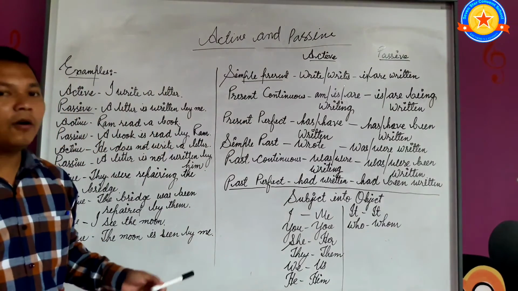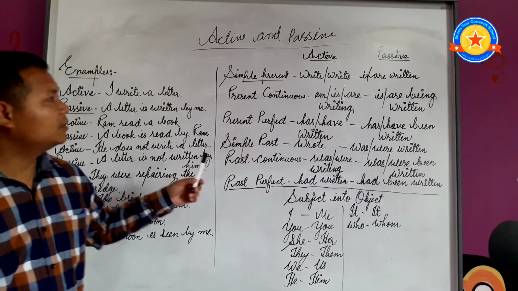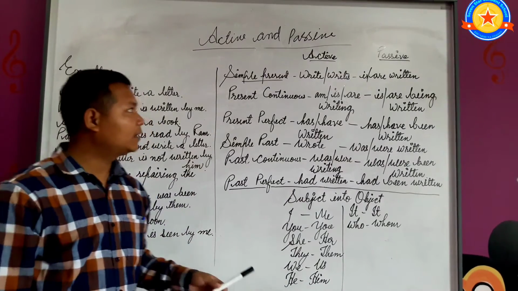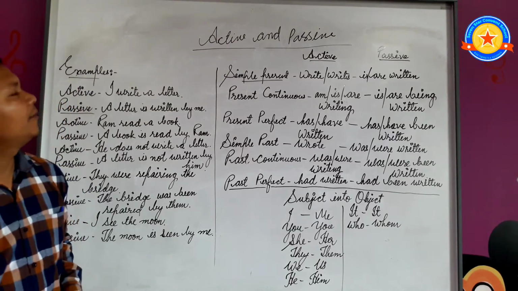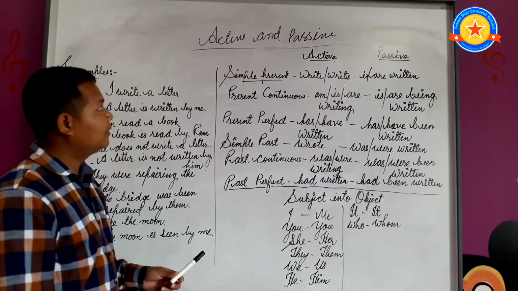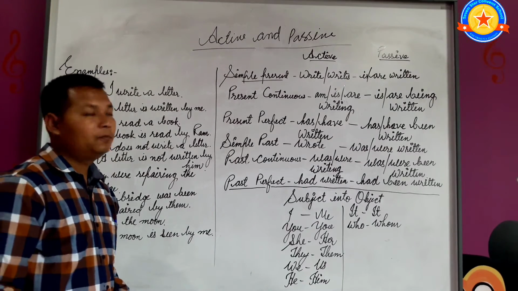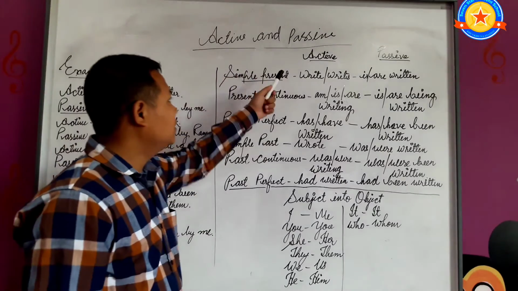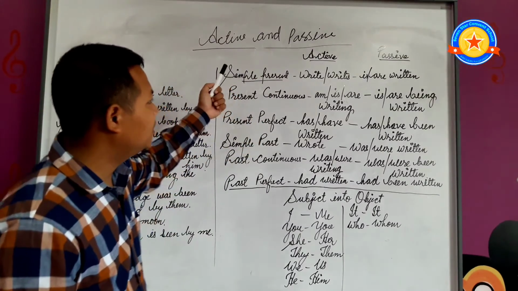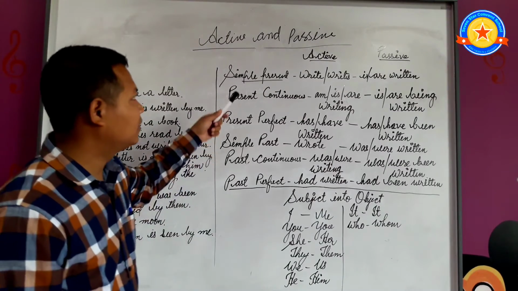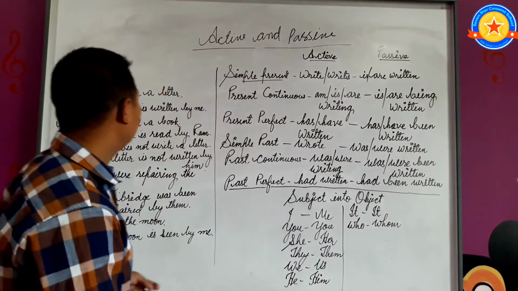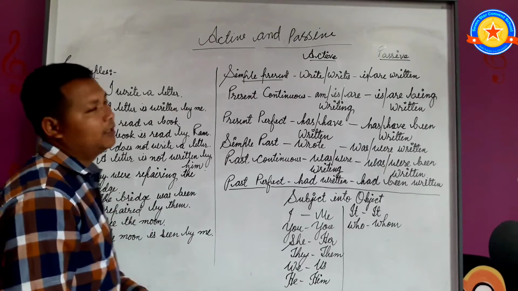So remember only that a transitive verb can make the passive voice, an intransitive verb cannot do active and passive. So please practice it and remember it, and please go through it once and remember it so that we can write easily and we can make the active and passive.